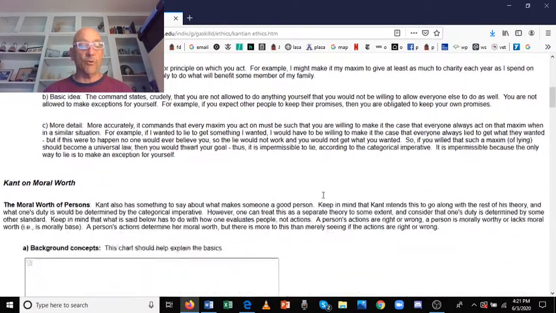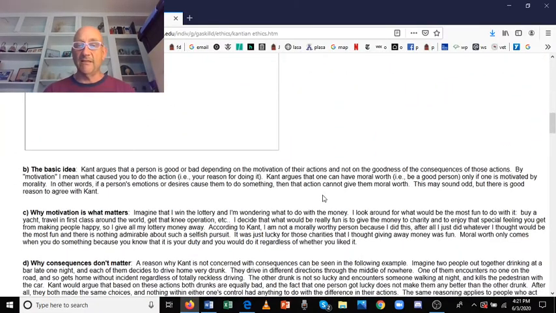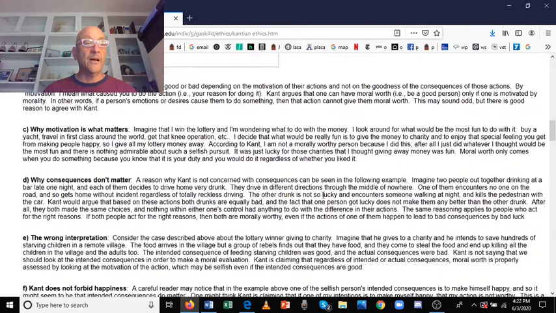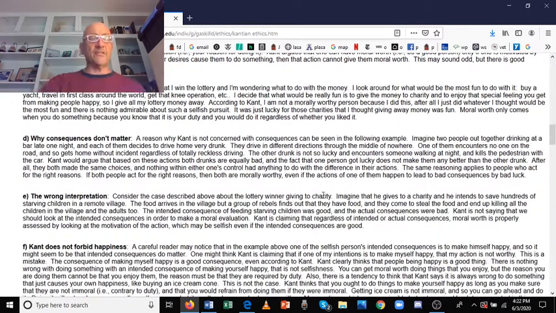So let's skip the moral worth section. His image didn't show up, and that's fine. I'm going to skip this section here about why, well, I'll say something briefly. Why motivation is what matters. It shouldn't be that something is fun or happy that makes it moral, because lots of things that are fun or make you happy wouldn't make someone else happy. So you're not going to get a consistent rule out of that.